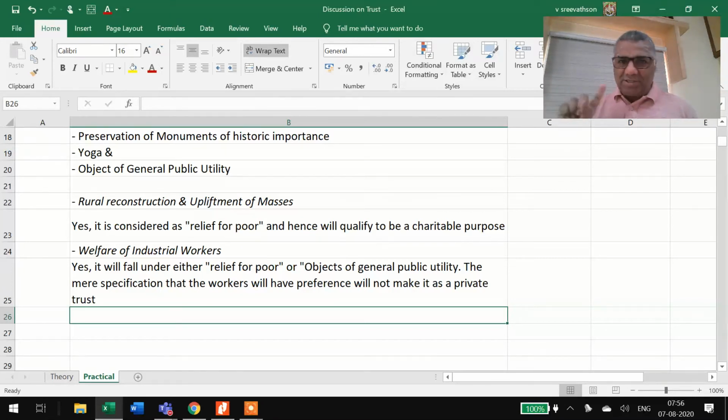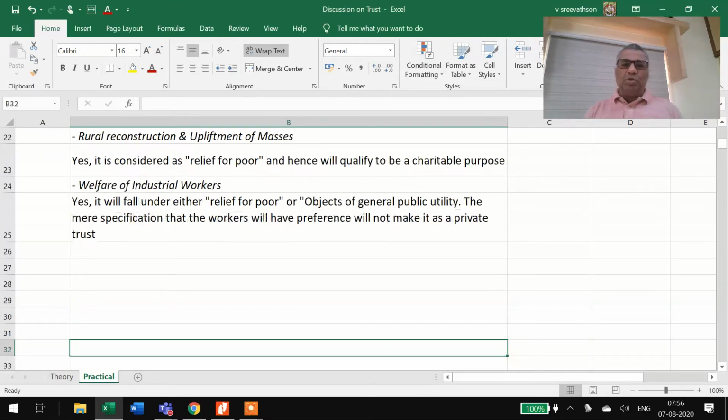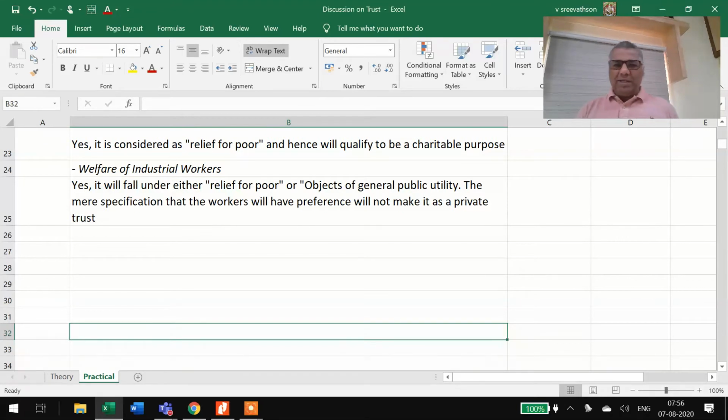So is that a private trust? No. A section of the public is also known as the general public only, and it is also general public utility.